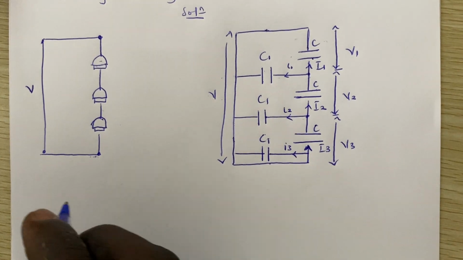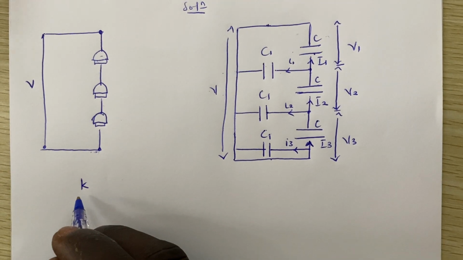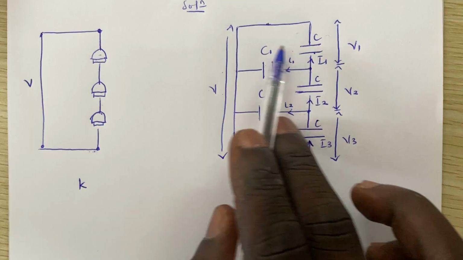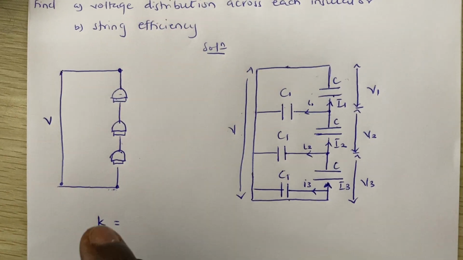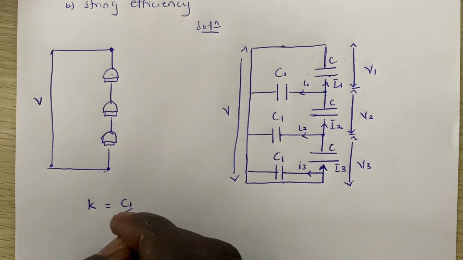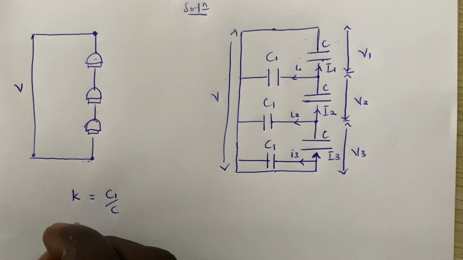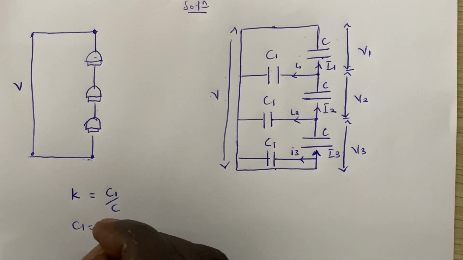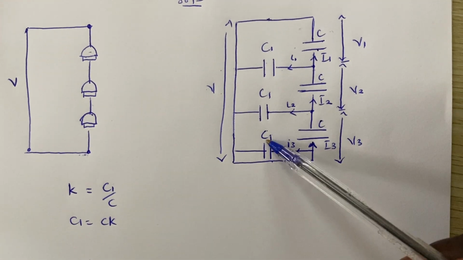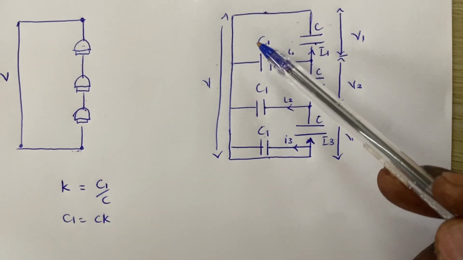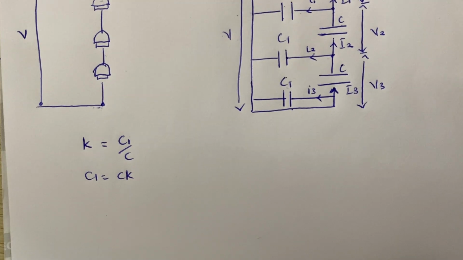So now we have something we call K. And K is just the ratio of this shunt capacitance to this mutual or self capacitance. So our K is equal to C1 over C, right? So it means that wherever we see C1, we can say C1 is equal to CK or KC, anyhow you want to write it. So instead of C1, C1, C1, we can represent all these with CK, CK, CK, right? Good.